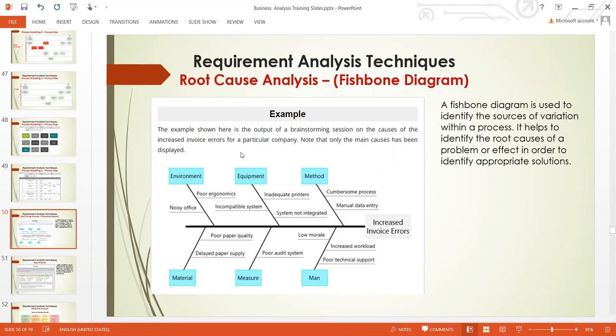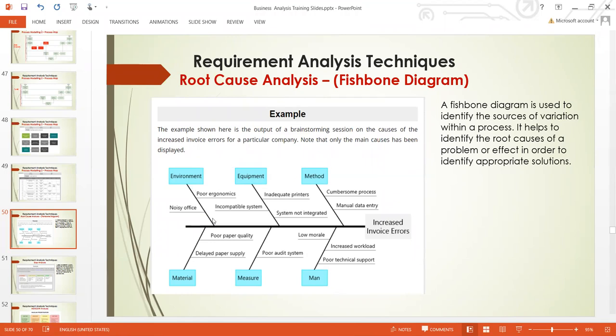in their invoice. So to solve this problem using a fishbone diagram, we look at the cause and the effect. Here, there is so much error in the invoice. Looking at the head, here is the head: increased invoice error. That is the problem they are solving. And how do you solve this problem?